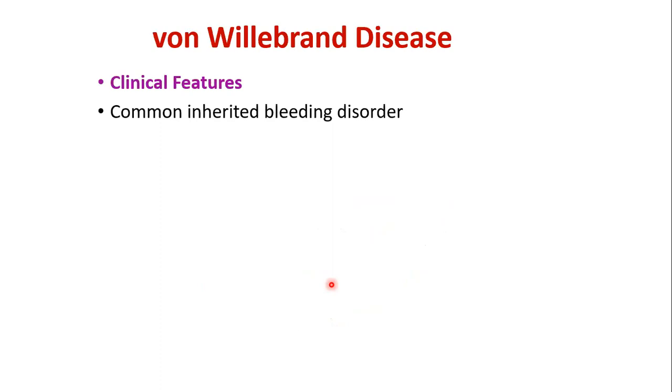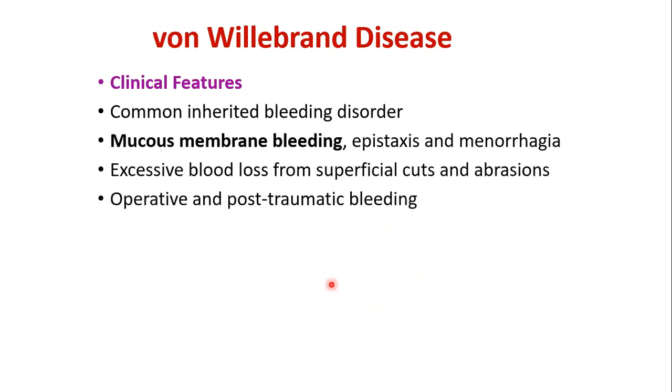So, clinical features. Von Willebrand disease is the common inherited bleeding disorder. I tell you, there are hundreds of bleeding disorders, but we are discussing only the very common ones. You may come across some interesting rare disorders some other time. We are not going into detail on that.